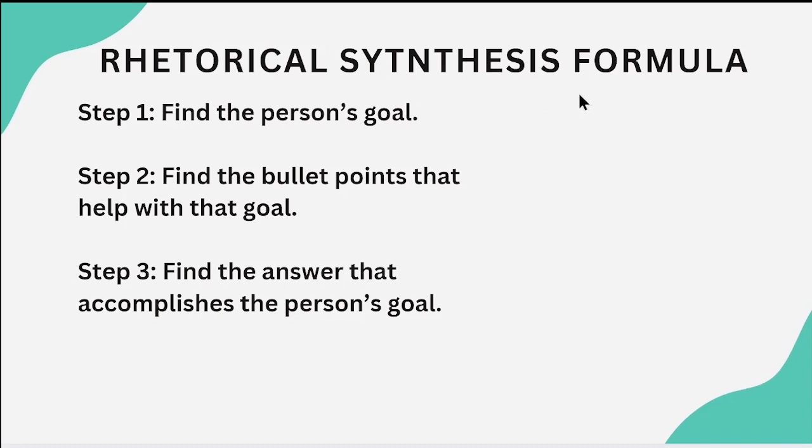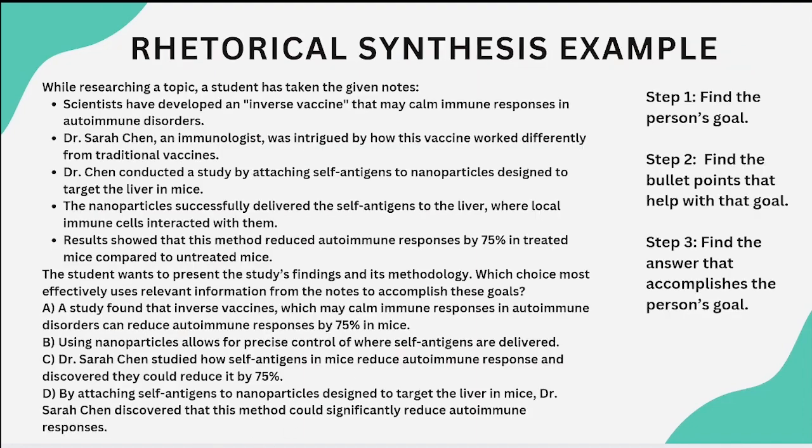We're going to use this formula every time. Think of this formula just how you'd think of the formula for the area of a triangle. This will always work. So first, we'll find the person's goal. We're going to find the bullet points that help with that goal, and then we're going to find the answer that accomplishes the person's goal. And this might not make perfect sense right now, but once we look at a question, we'll apply it and you'll understand.